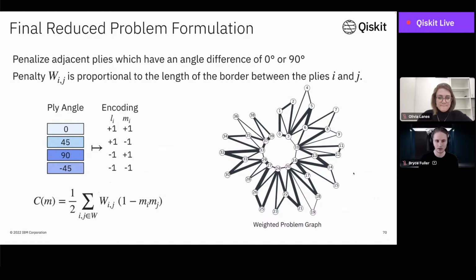Does that make sense to everybody in the chat?